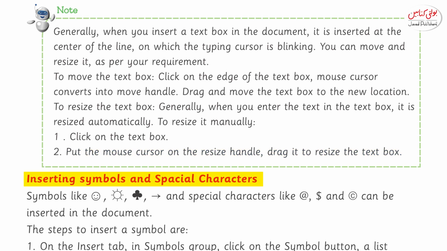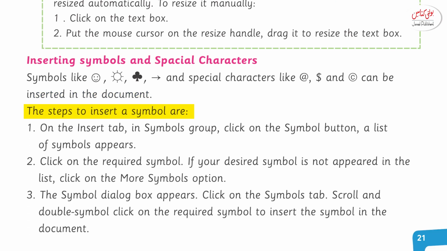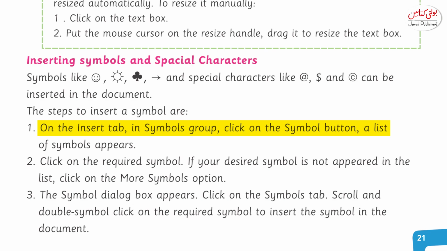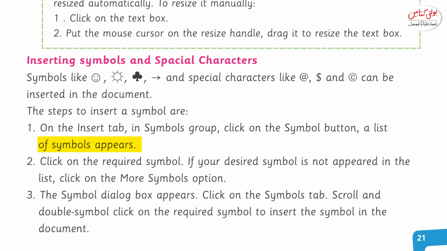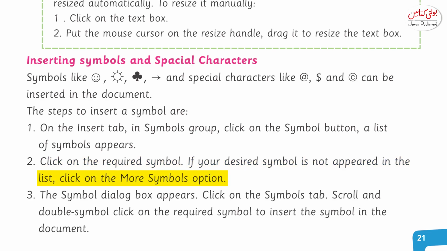Inserting symbols and special characters. Symbols like smiley, sun, spade, arrow keys, and special characters like @, $, and copyright can be inserted in the document. The steps to insert a symbol are: Step 1. On the Insert tab in the Symbols group, click on the Symbol button. A list of symbols appears. Click on the required symbol. If your desired symbol does not appear in the list, click on the More Symbols option.